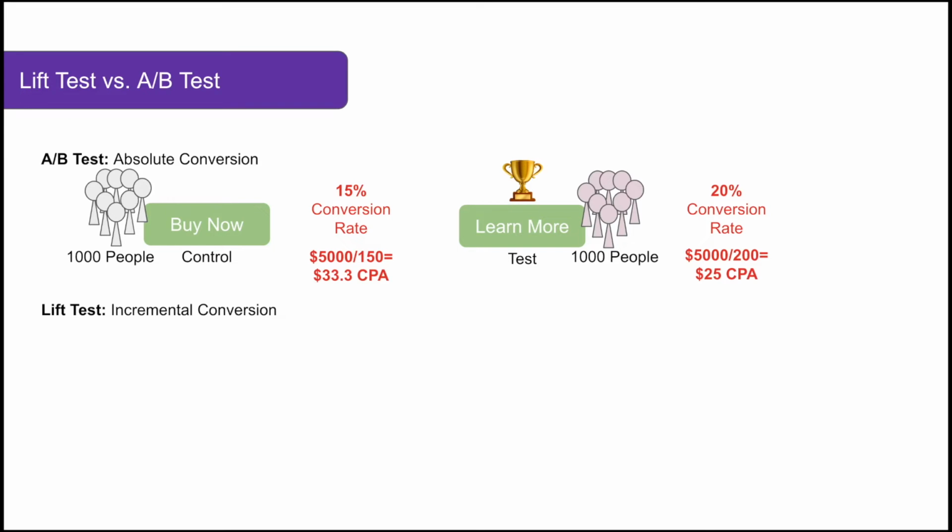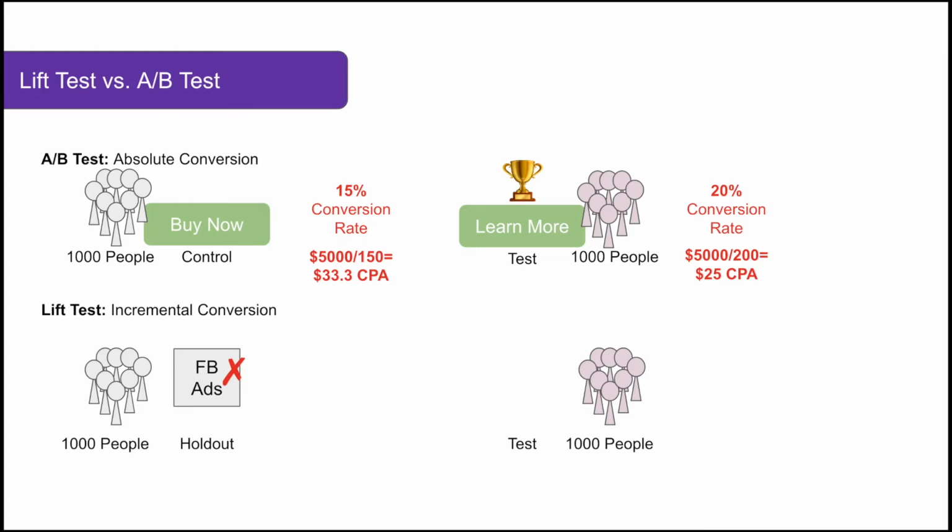And for the lift test on the other side, we have a holdout and the test group. The holdout will not receive the ads, while the test group will. Let's say the holdout group generated a 20% conversion rate without serving Facebook ads, while the test group had a 23% conversion rate after serving Facebook ads. To evaluate the incremental and additional value, we want to calculate the lift, which is by what percentage we're increasing the conversion rate compared to the 20% we could have already gotten without those Facebook ads.